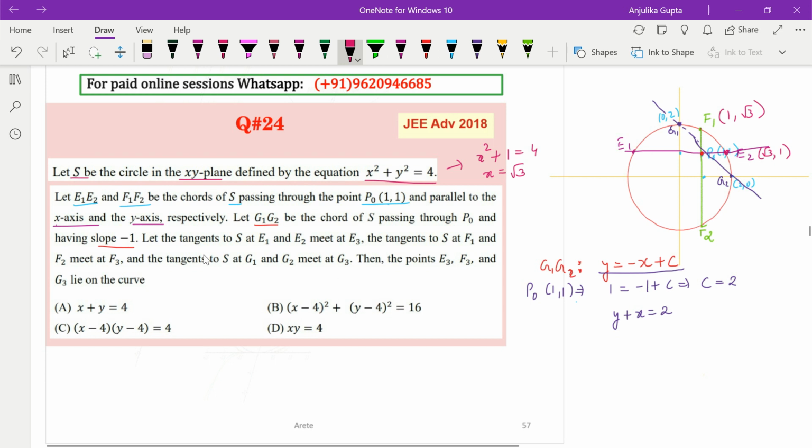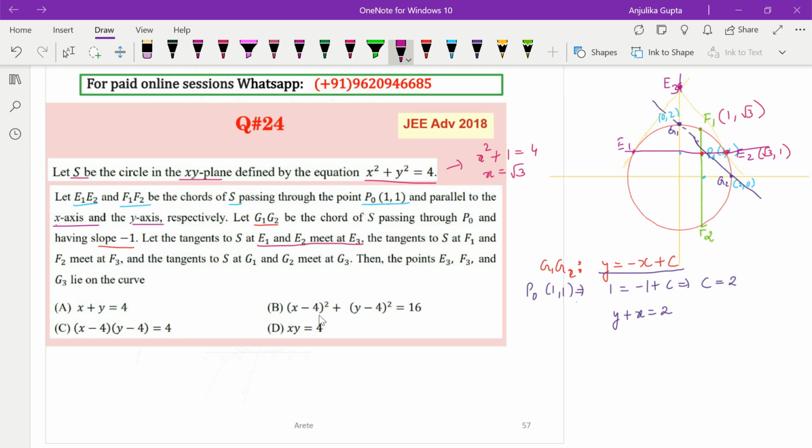What are they asking now? Let the tangents at S2, E1 and E2 meet at E3. Okay, so let's go bit by bit. Okay, tangents at E1 and E2 are meeting at E3. Can you see by symmetry that these tangents are going to meet on the, yes, on the y-axis, right? By symmetry. So we can just bother ourselves about just this one tangent and try finding what is this point E3 where they are meeting.